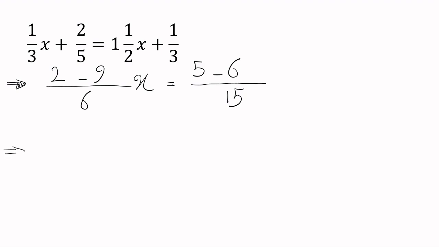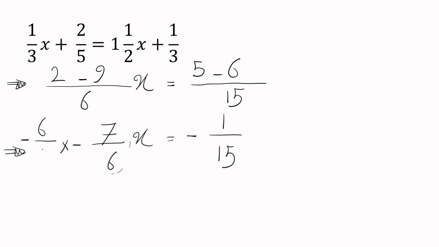So I'm going to have 2 minus 9 is minus 7 over 6. X is equal to minus 1 over 15. I must make the coefficient of x 1. How? By multiplying by its reciprocal. So I must multiply by minus 6 over 7. And every operation that I do with the first side, I must do exactly with the second side.